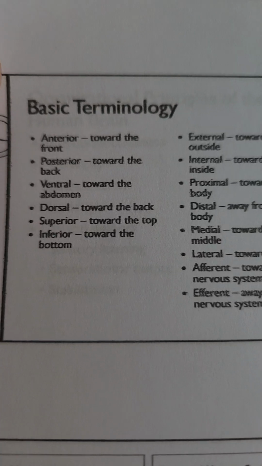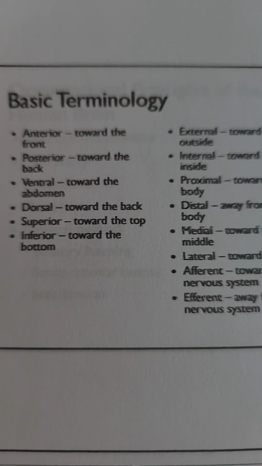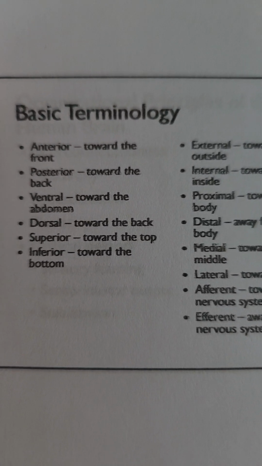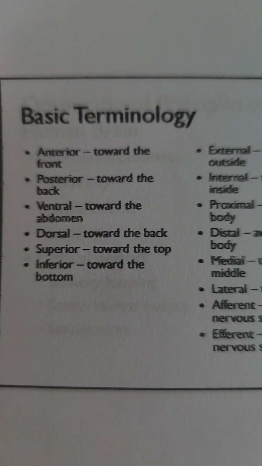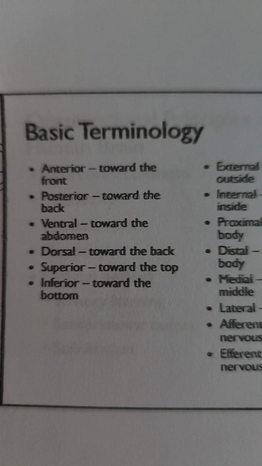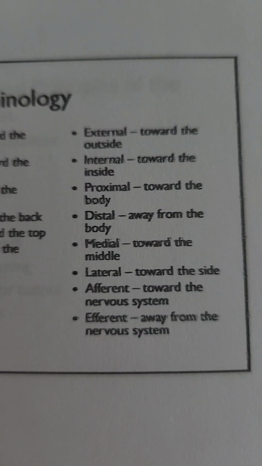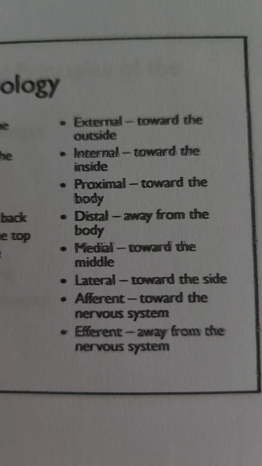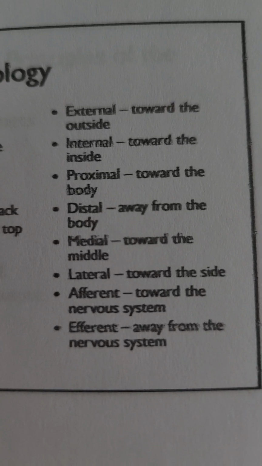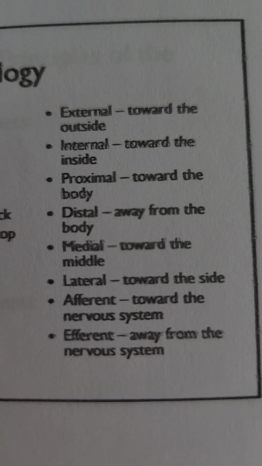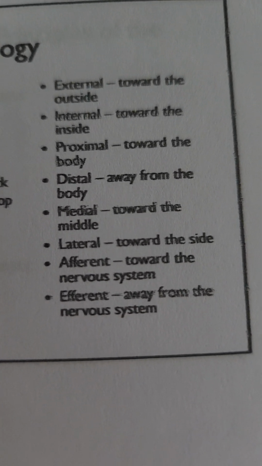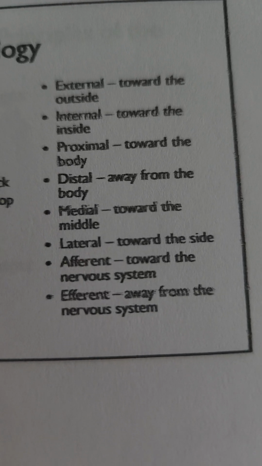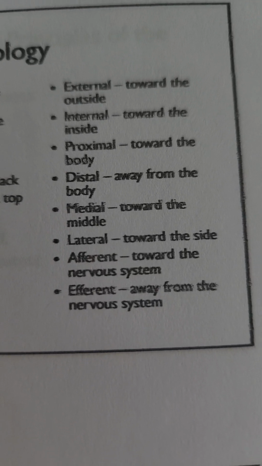Basic terminology: anterior is towards the front, posterior is towards the back, ventral is towards the abdomen, dorsal is towards the back, superior is towards the top, inferior is towards the bottom, external is towards the outside, internal is towards the inside, proximal is towards the body, distal is away from the body, medial is towards the middle, lateral is towards the side, afferent is towards the nervous system, and efferent is away from the nervous system.